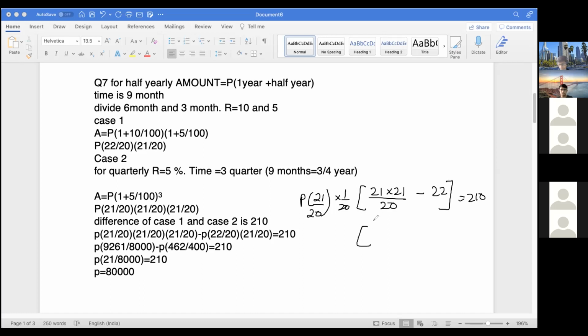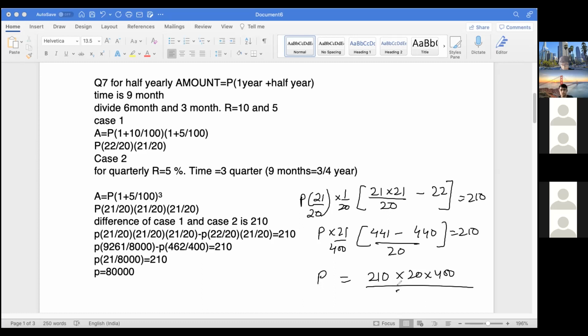21 का स्क्वायर कितना होता है? 441 minus 22 into 20 is 440. Okay, divided by 20 is equal to 210. And यहाँ पे P into 21 by 20 into 20, 400. Okay. So here 441 minus 440 is 1. So here you have P is equal to 210 into 20 into 400 divided by 21.